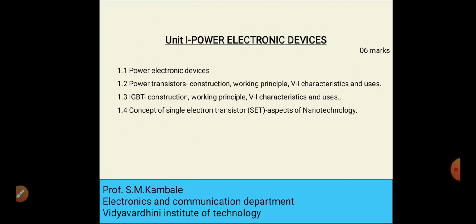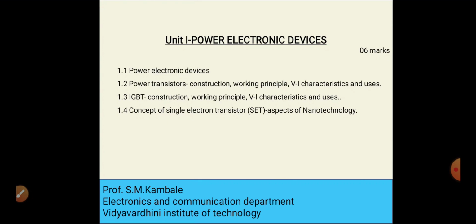devices, which contain 6 marks. Here we can see various names or applications of the power electronic devices. Second is power transistor. Here we can see the construction, working principle, VI characteristic. VI characteristic is nothing but V for the voltage, I for the current characteristics, and its uses.